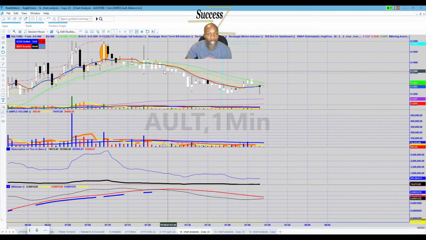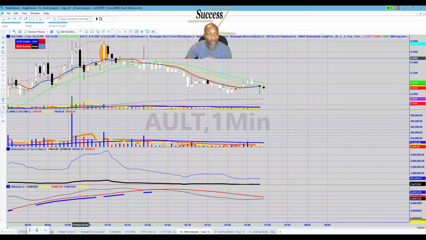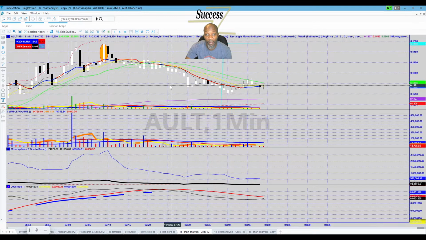Because you see this white is different from this white, right? This one has an outline. This one does not have an outline. So this is a bar paint. This bar has been painted, candle has been painted.